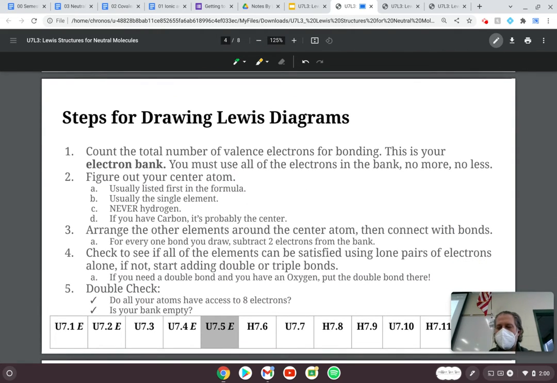Now I'm going to talk briefly about how to draw Lewis diagrams. So we drew Lewis structures for individual atoms. Now we're going to use Lewis structures and the rules for Lewis structures to help us draw molecules. Okay. So a couple of things. The first thing is that when you're given a structure or a molecule to draw, what you do is you simply take all of the valence electrons that are available and you throw them into a bank or a pot, and then those are the ones that you work with.